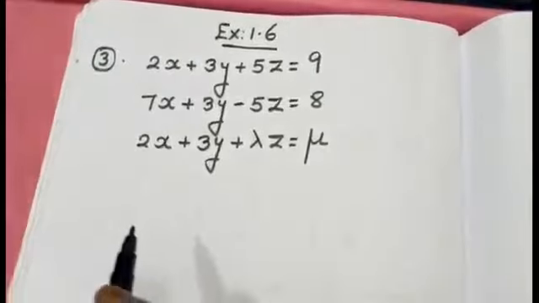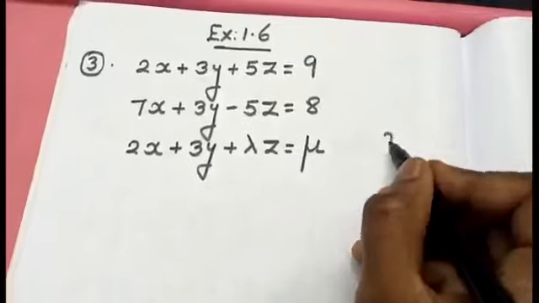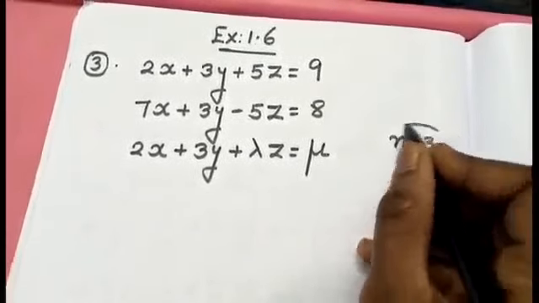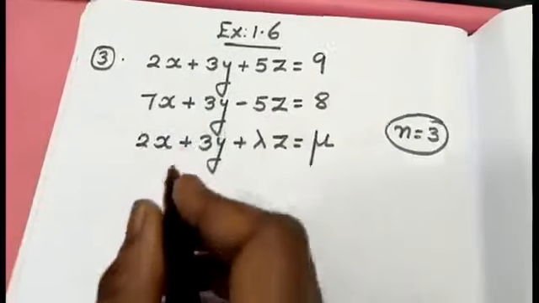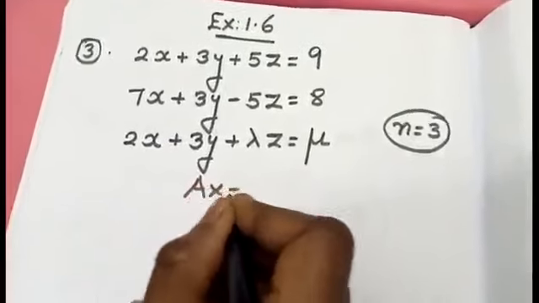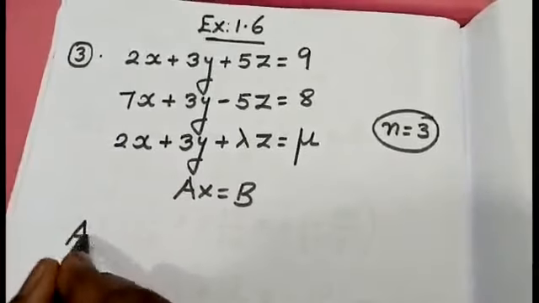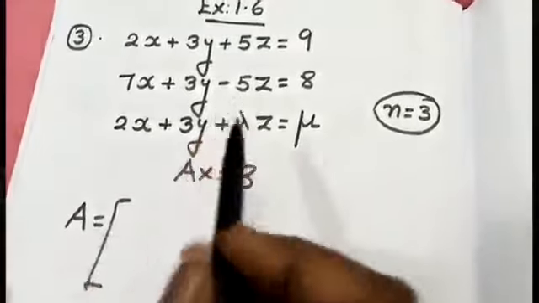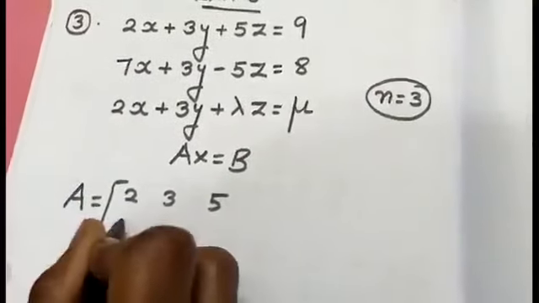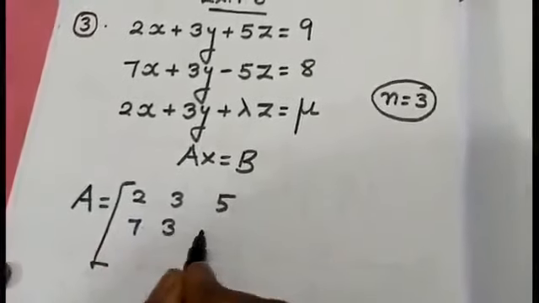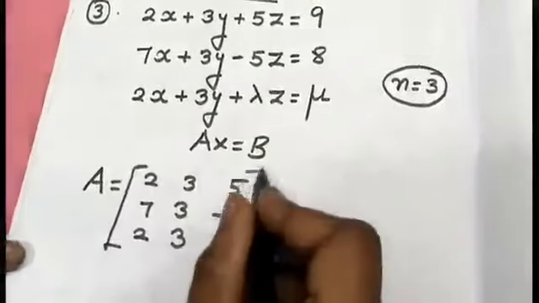Exercise 1.6, third sum. We are taking the equations. In this system I have 3 unknowns, that is n equal to 3, where x, y, z are the unknowns. First I am going to write it in the form Ax equal to B. The matrix A is formed from the coefficients of x, y and z, that is 2, 3, 5, 7, 3, minus 5, 2, 3, lambda.